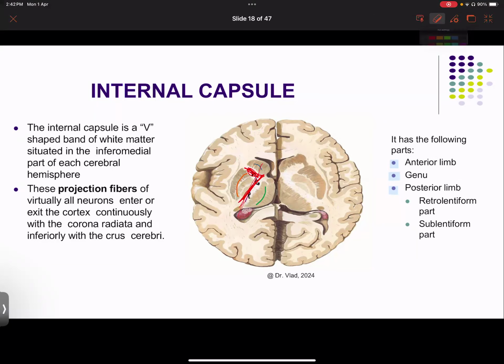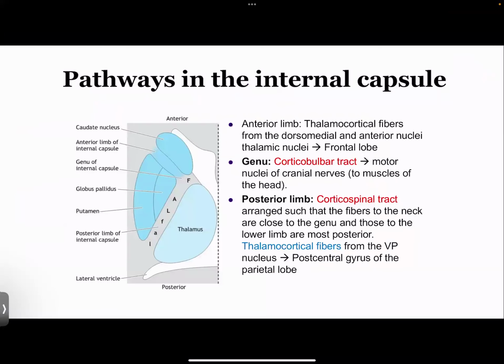Another important thing is that we have parts. This is the anterior part of the internal capsule, this is the genu, and this is the posterior part. Different kinds of neurons relay in different parts of the internal capsule. So if you have an injury or an infarct in a specific area, there is a specific manifestation, and we're going to talk about that.